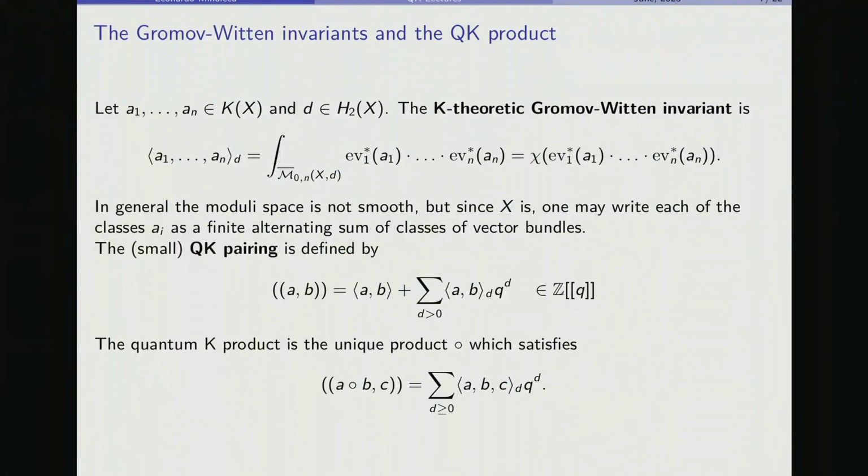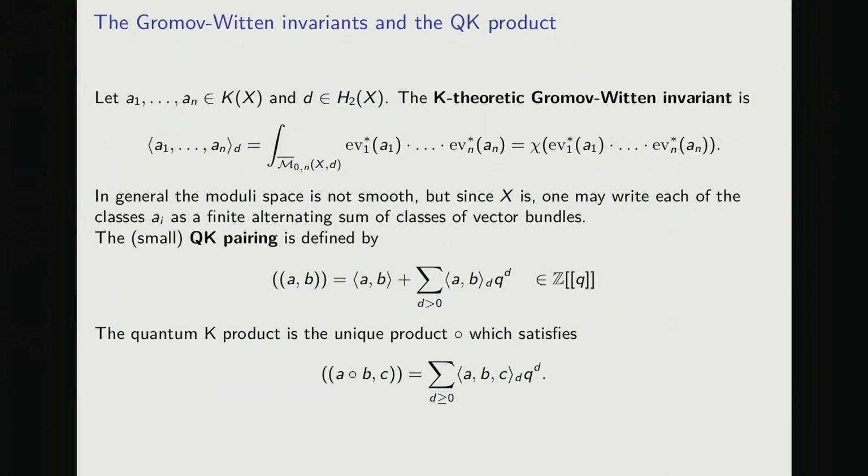Let me now define Gromov-Witten invariants. So now we're going to use this moduli space of stable maps, and we're going to use the evaluation maps. Let's say that you pick n classes in the K-theory of X, and let's say that you fix a degree d. Then I'm going to define a quantity. This is going to be a number, the bracket A1, ..., An, d. So you define a number in the following way.